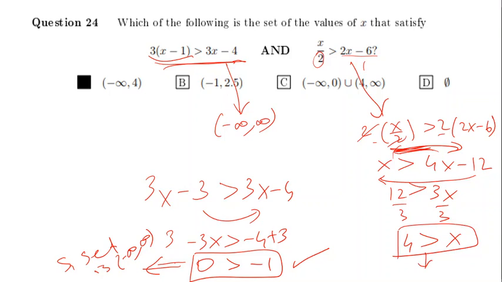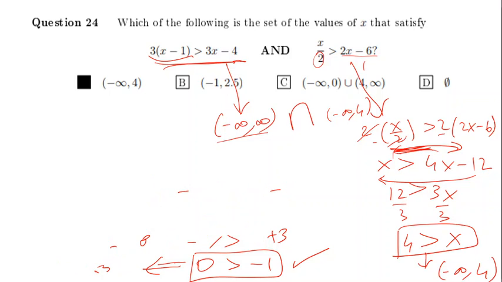So this gives you this set here, minus infinity to 4. So from here we got minus infinity to 4, and from here we have all real numbers. So what do you get when you intersect them?